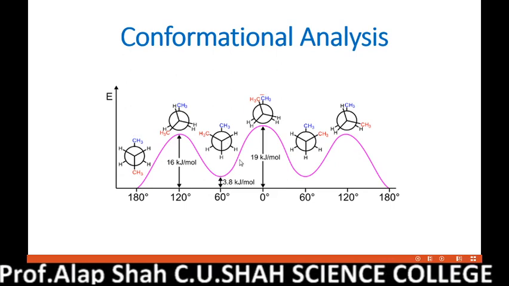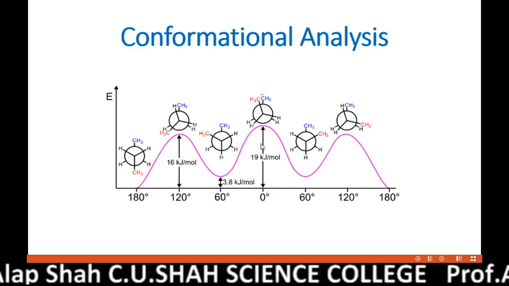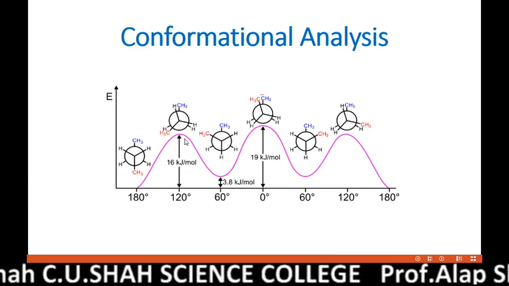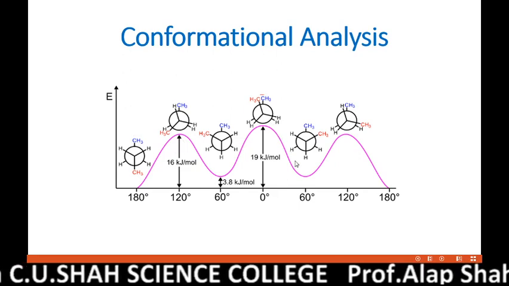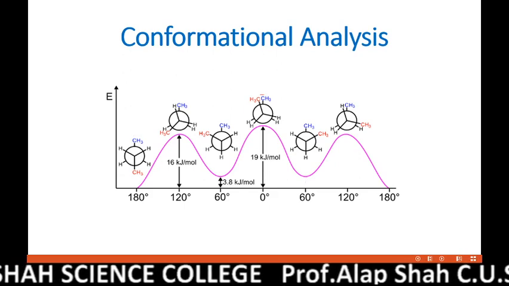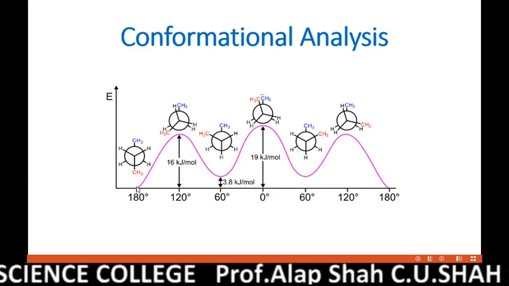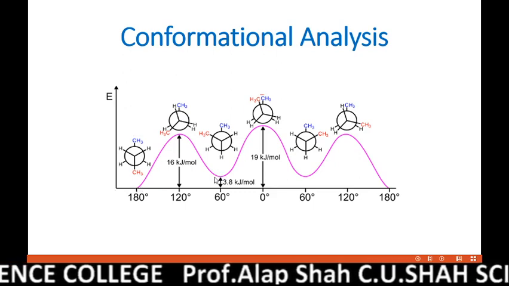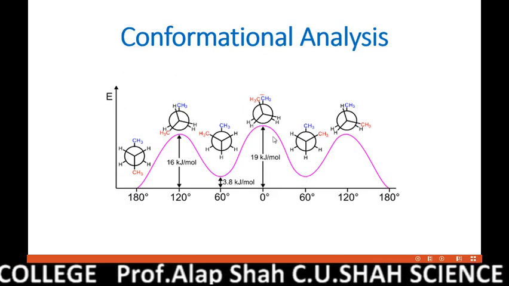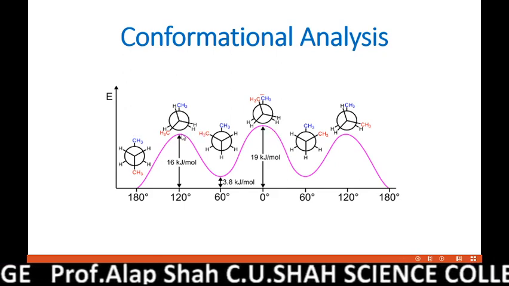Again 60 degrees, most unstable, fully eclipsed, and you can see that its energy is increased by 19 kilojoule than anti, 3 kilojoule more than half eclipse. Again 60 degrees, we are getting gauche. So friends, while you draw the graph, make sure that your anti is least energetic, the levels of both gauche should be the same, and the energy barrier of the full eclipse should be greater than the half eclipse.